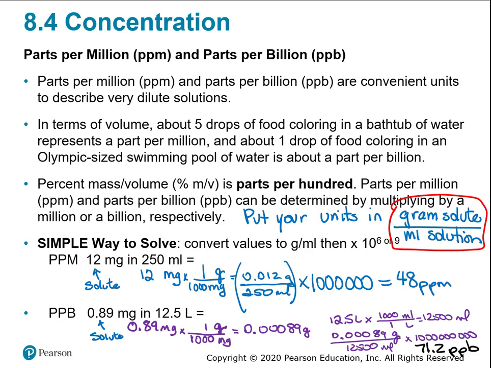You're just going to have to convert your solute mass to grams, and convert the solution volume to milliliters. So if you're given liters, you've got to convert it to milliliters. Then you're going to just divide those. So it's grams divided by milliliters. Then all you do is multiply your number times a million if you're looking at parts per million, or multiply it times a billion if you're trying to figure out parts per billion. The big kicker with this is to make sure that you are careful about counting your zeros, because that's where most people end up making mistakes: they either put too many zeros or not enough zeros in their calculator. So count the zeros as you add them in.